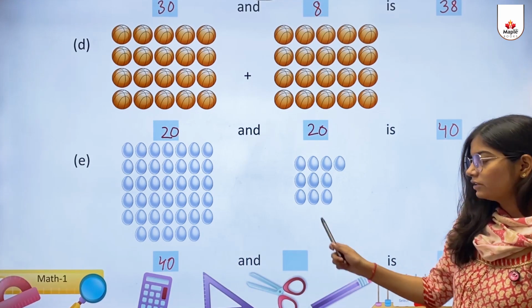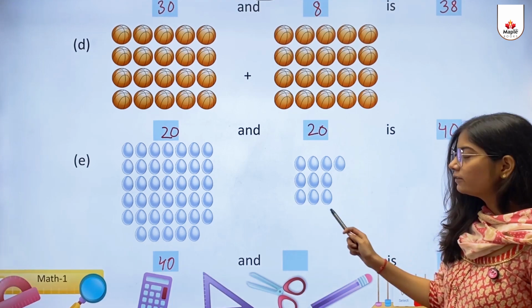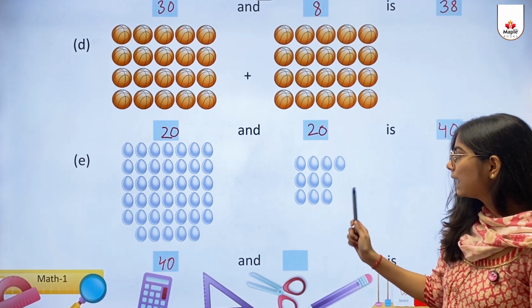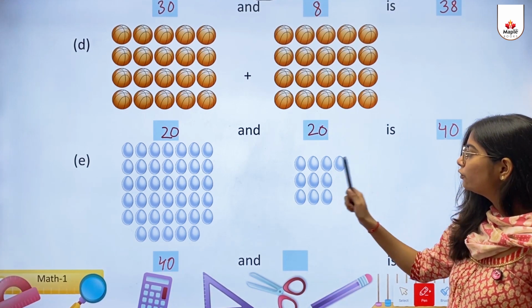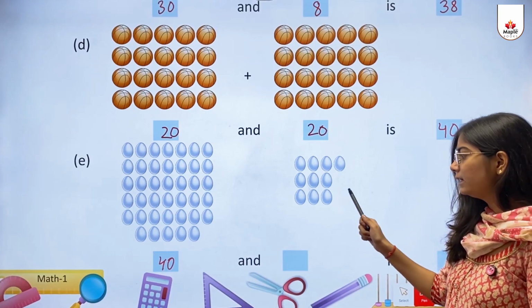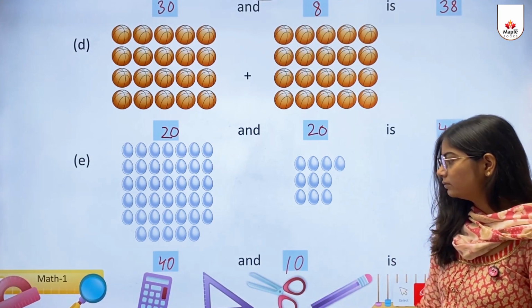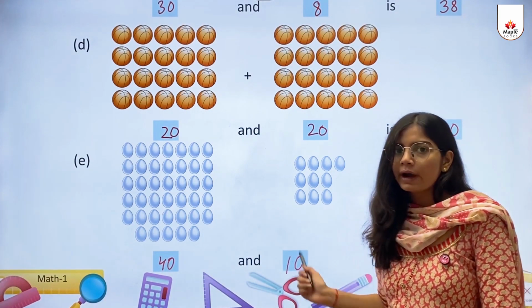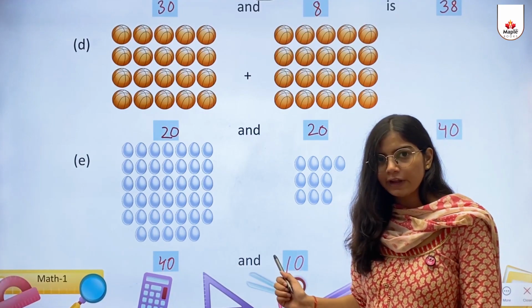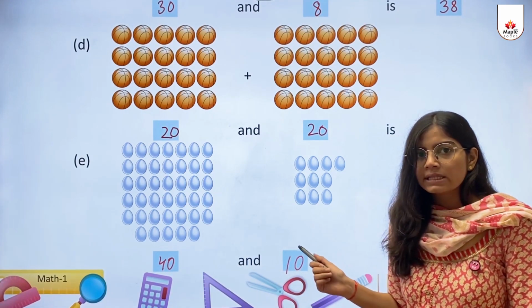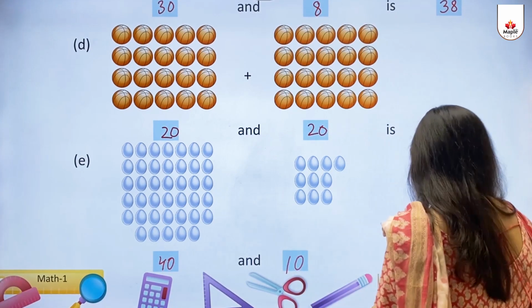And that means we have 2 plus. Then we have some more eggs. We will count. 1, 2, 3, 4, 5, 6, 7, 8, 9, 10. 10. Now 4 tens and 1 tens make it 5 tens, which means the answer is 50.